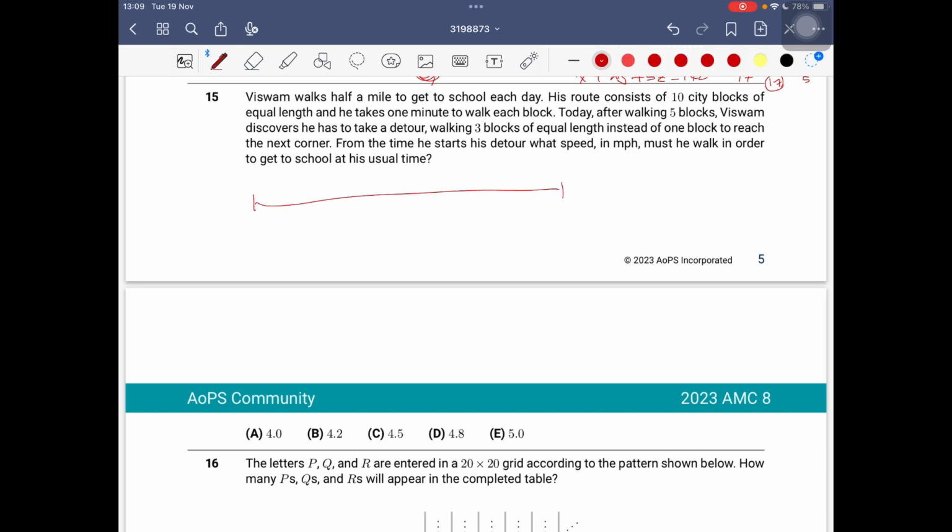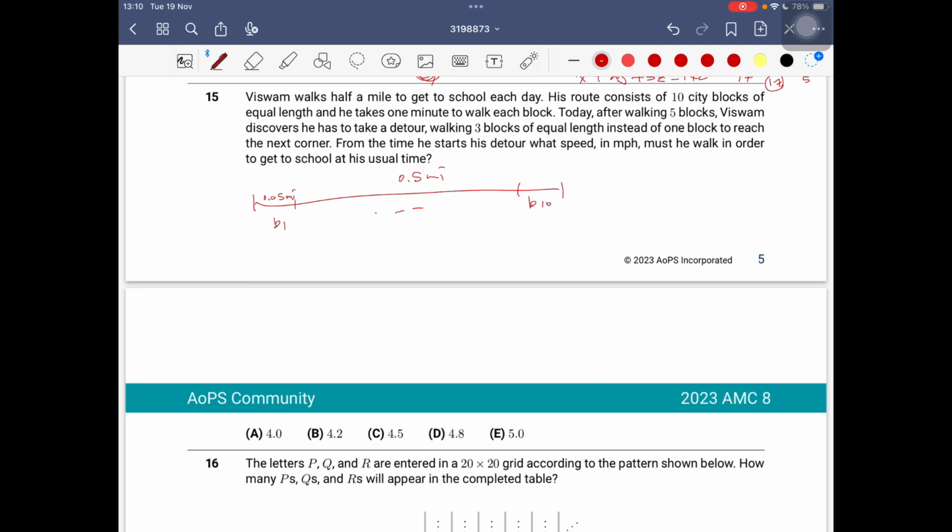Half a mile, so 0.5 mile, but it consists of 10 blocks. Okay, so block 1 to block 10. Each of them is an equal length, so 0.05 mile. Today, after walking 5 blocks, he discovered he has to take a detour walking 3 blocks of equal length instead of 1 block to reach the next corner.